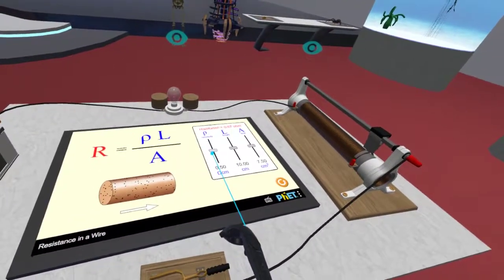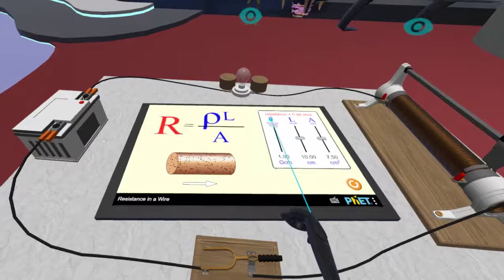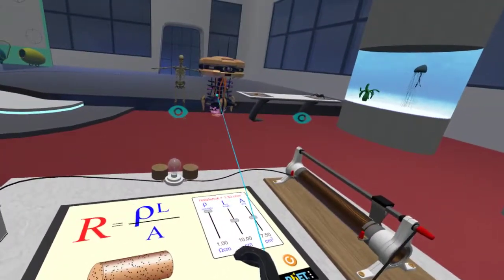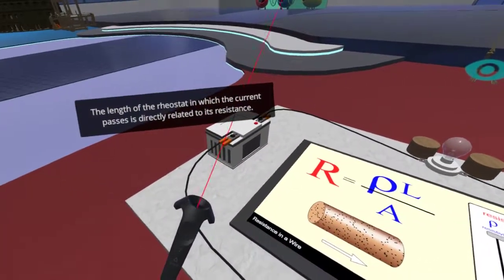That longer tube is called a rheostat, and it is the portion of the circuit that imposes a variable resistance to the passage of electric current.